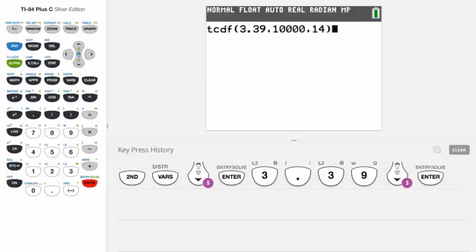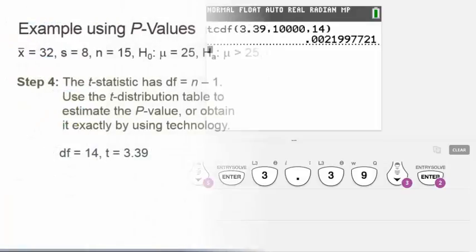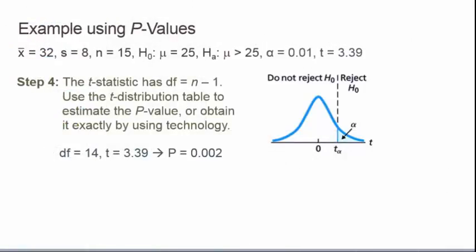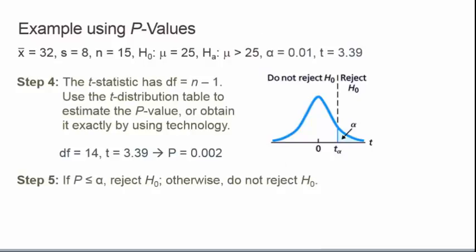And if you do not have the stat wizard, this is how you would type it in. You'd have TCDF, you would type in your lower limit, 3.39, comma, your upper limit, a large number, comma, degrees of freedom, 14. Enter. And this gives us 0.002. So P equals 0.002.